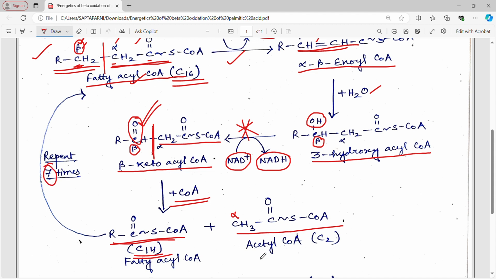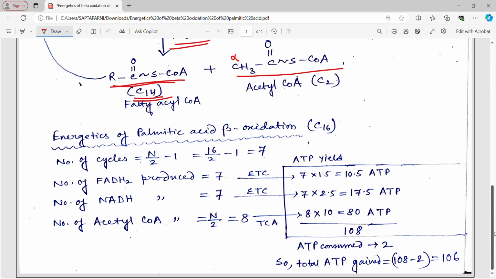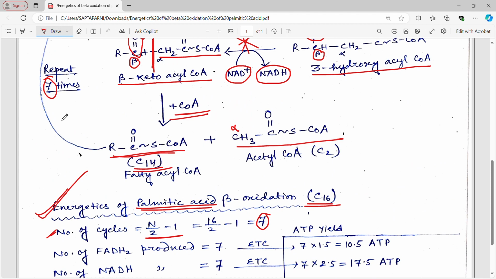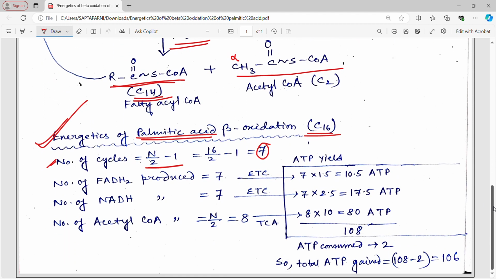Now going to the energetics of beta oxidation of palmitic acid. How many cycles are required to oxidize one molecule of C16 palmitic acid? For that we need n by 2 minus 1 cycles. That means the total number of cycles is 7. So 7 cycles are needed to fully oxidize one molecule of palmitic acid.